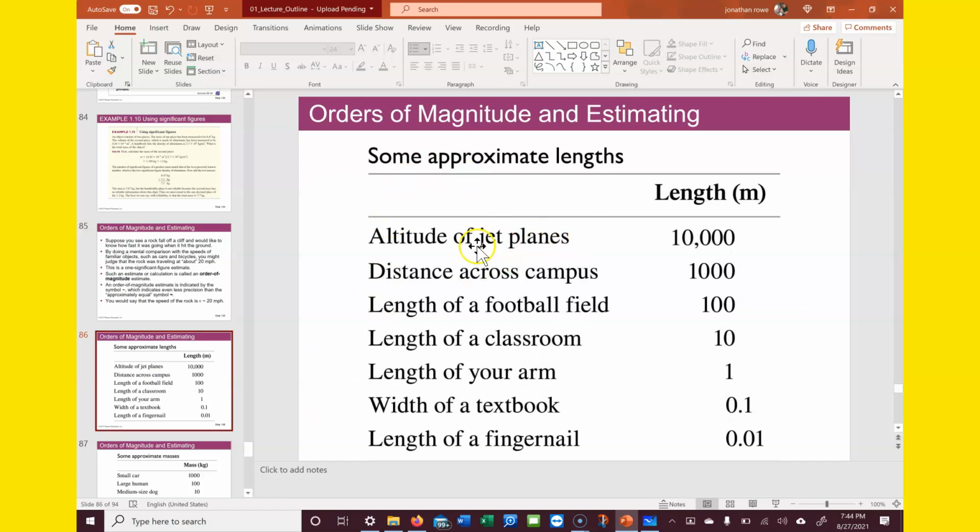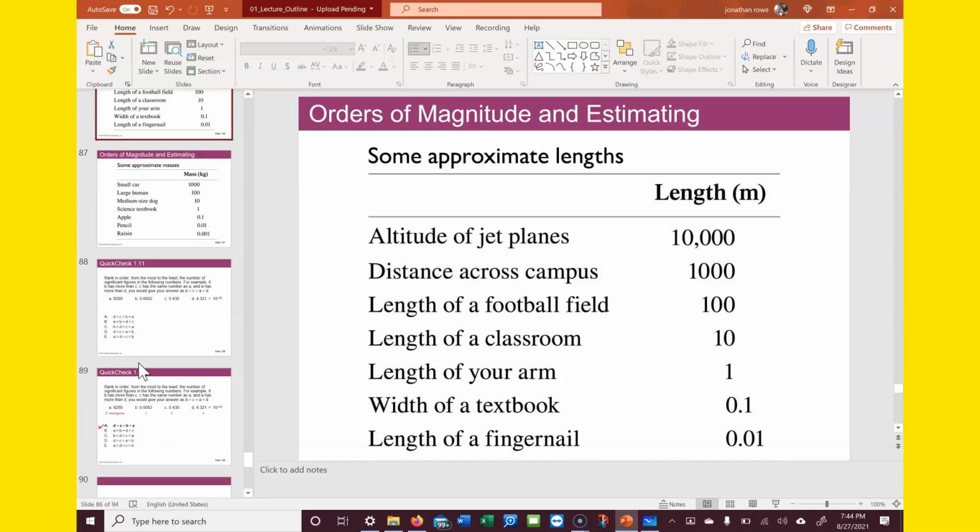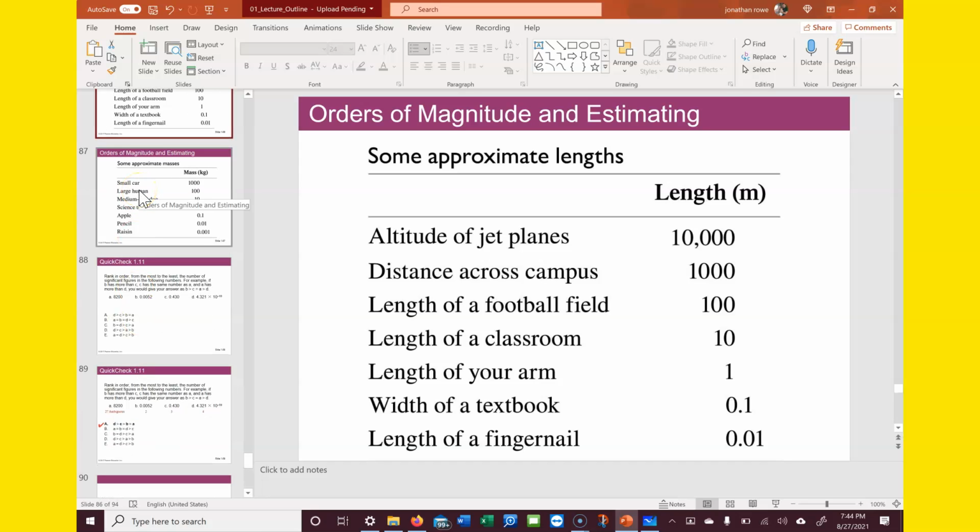Here are some approximate lengths in orders of magnitude. Length of a fingernail, 0.01 meters. Width of a textbook, 0.1 meters. Length of your arm is about a meter. Length of a classroom, maybe 10 meters. Length of a football field, around 100 meters. Distance across the campus might be 1,000 meters. Altitude of a jet plane, maybe 10,000 meters. Again, those are just orders of magnitude. They're not trying to be anywhere near precise.